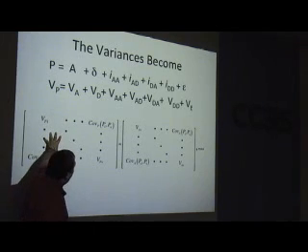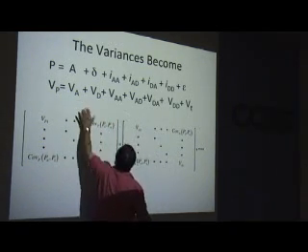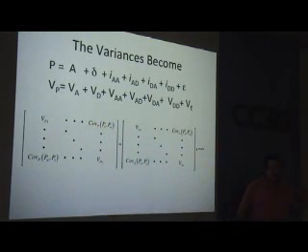So this is a phenotypic covariance matrix. This is the additive genetic covariance matrix, that term right there. And at this point I got really bored, and I decided not to write that out for everything else.